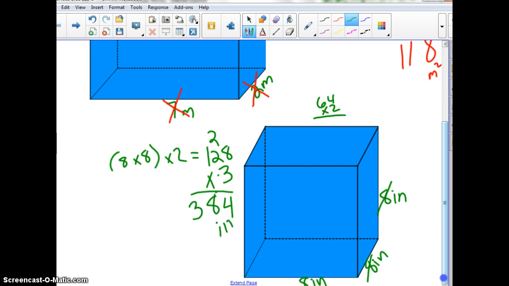384 inches squared. Now someone said, why isn't it inches cubed? Because there's 3 of them. Well, but we only multiplied 2 at a time. Yeah, that's why it's still squared.